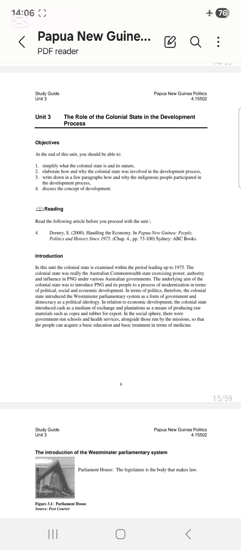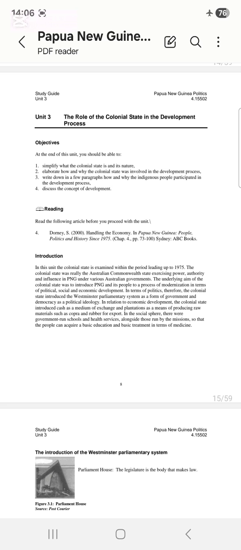Now secondly, elaborate or discuss further how and why colonial state is involved in development process. So basically the second objective is for you to ask the question, how and why the importance, significance of the colonial state in its effort to initiate development in the colonial territories.